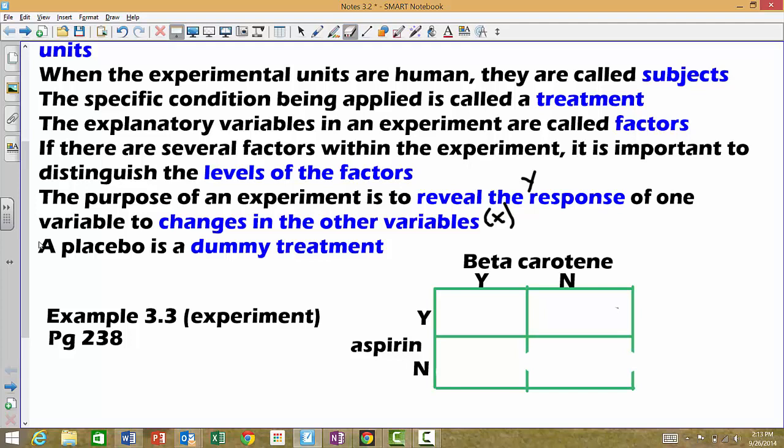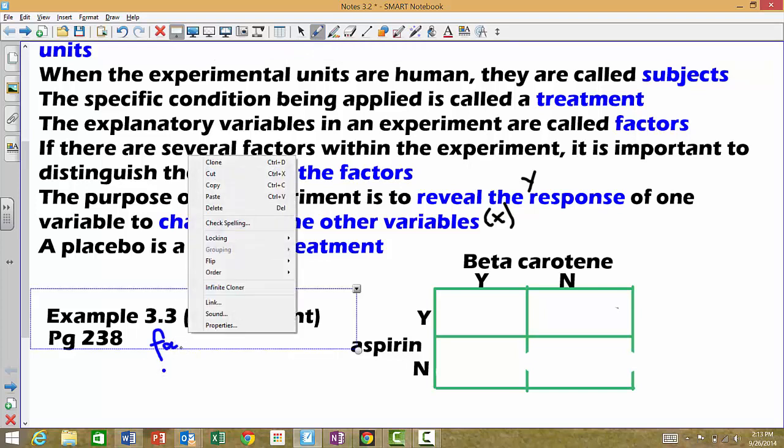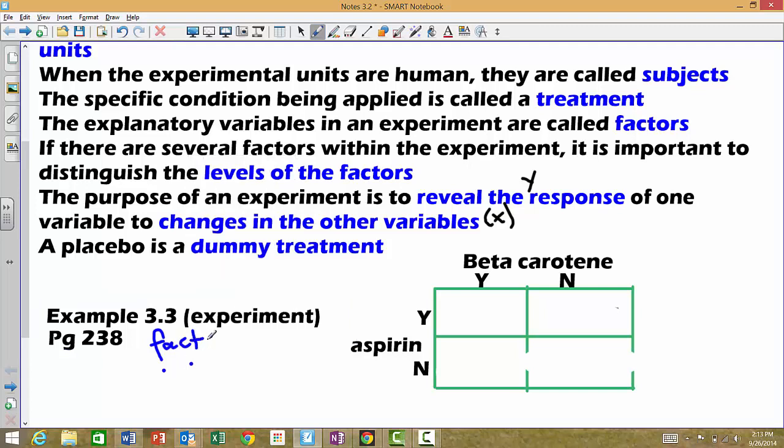But when we are doing this, we have a couple of different things. The first thing is the factors. The factors are aspirin and beta-carotene. That's what we are going to be giving these doctors. Aspirin, and I'll put BC for beta-carotene.